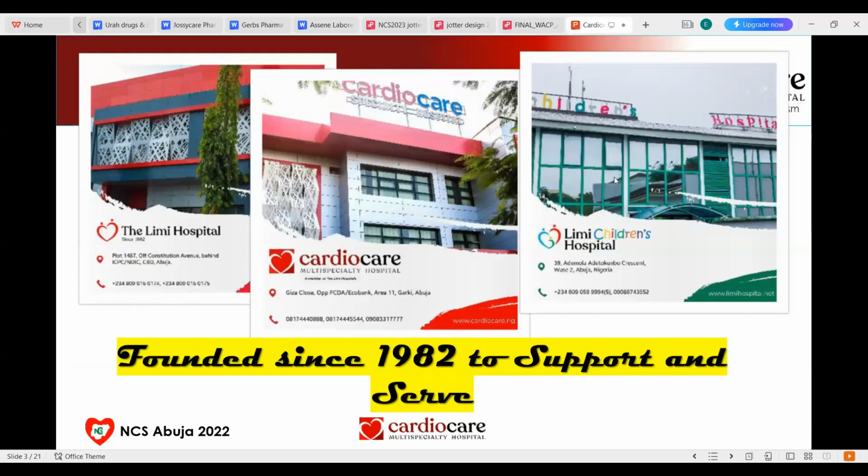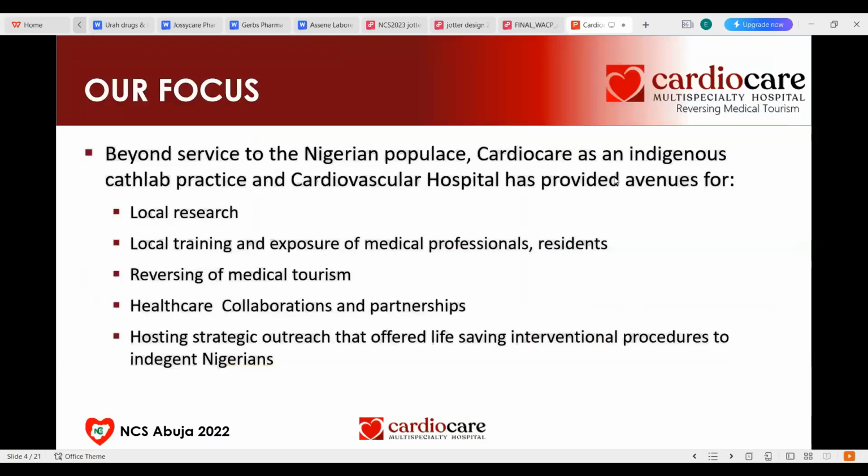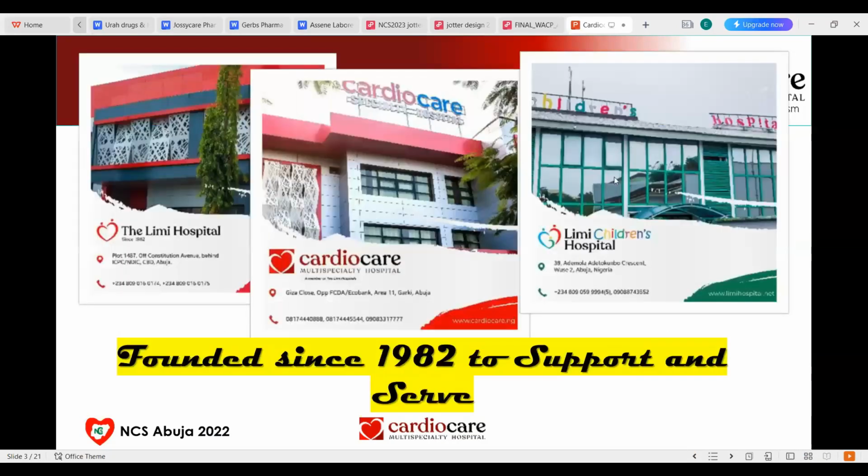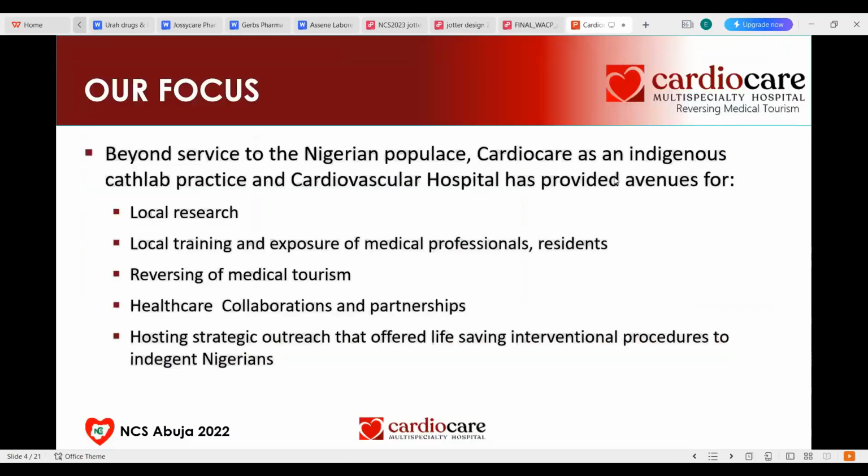An exciting time here. So briefly, I'll be talking about James Emmanuel, the public relations manager of the LIMI Hospital. Briefly, I'm talking about Cardio Care Hospital. Cardio Care Hospital is a subsidiary of the LIMI Hospital.